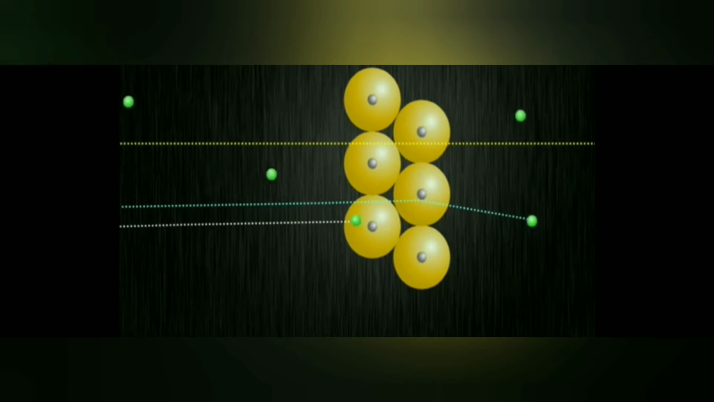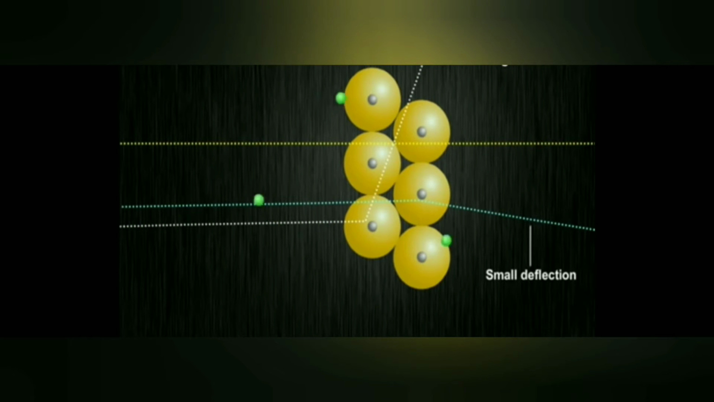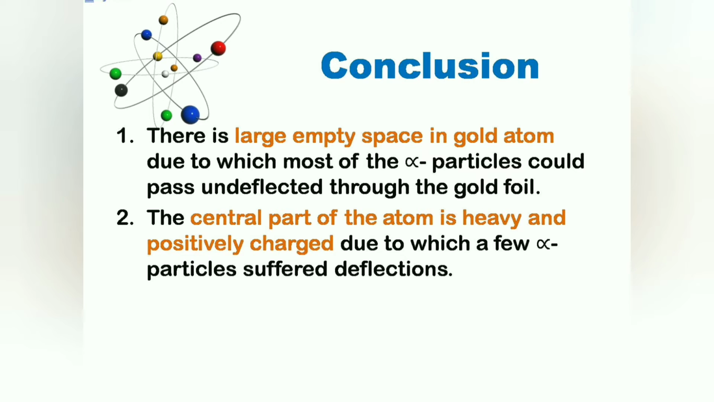Then secondly, there were some particles which underwent small deflections. So it means there must be some positively charged body placed in the atom, because the alpha particles are positively charged, and only some positive charge can deflect a positive charge.